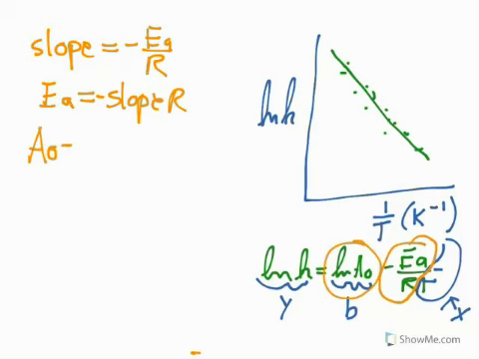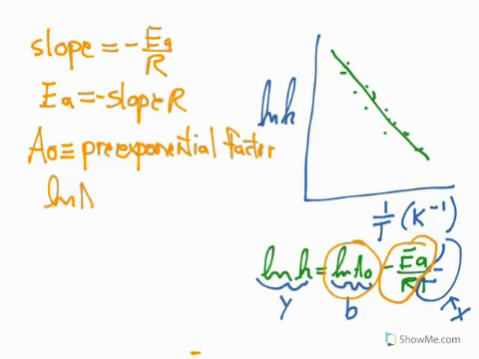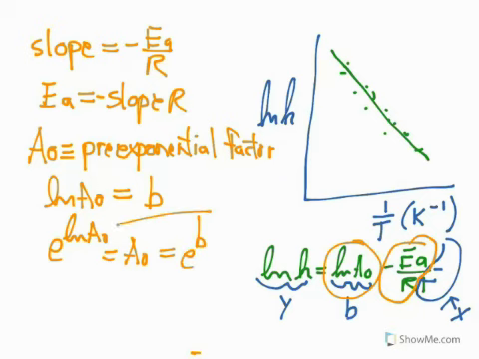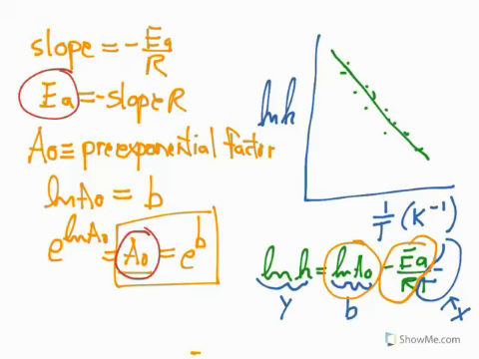A naught is called the pre-exponential factor, and we can solve for it. The natural log of A naught is equal to the intercept, and so e to the natural log of A naught is equal to A naught, which is equal to e to the b. And so we can find the intercept, A naught, the pre-exponential factor from there. So that's one thing you're going to have to do. You have to determine E sub A from this graph, and you're going to have to determine A naught from this graph. All right.